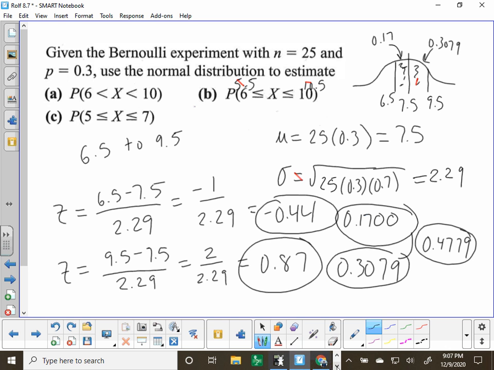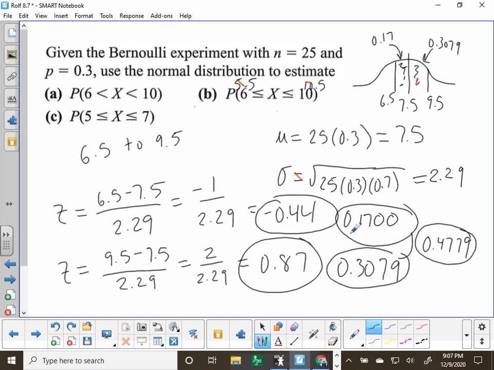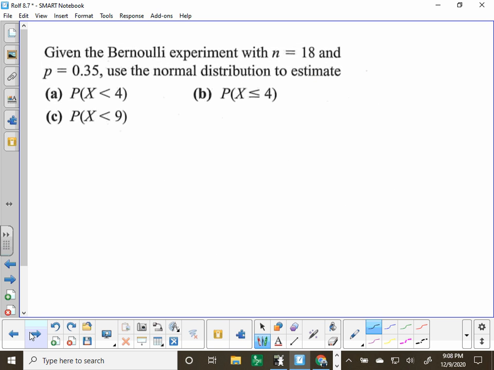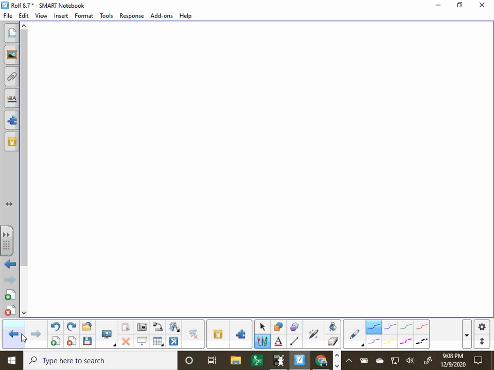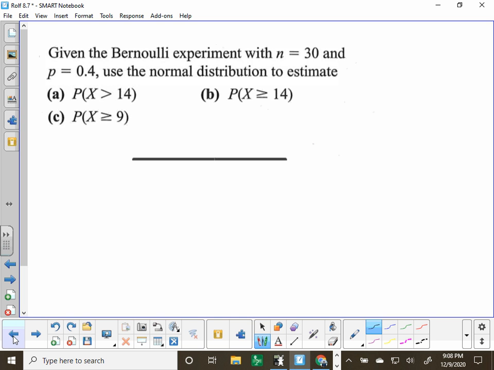How are we doing here for time? All right, so keep going. Here's the two where you're going less than 4, less than 9, and then these ones here, you're going greater than the number. So these are kind of similar to each other. I'll go ahead and explain both of them, and we'll go from there.